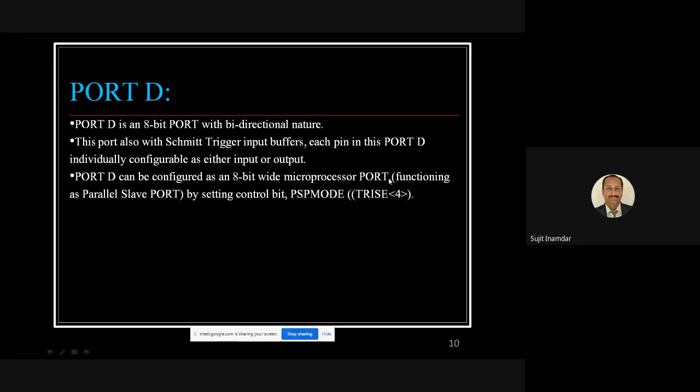This port D is also used as a microprocessor port, functioning as PSP, that is parallel slave port. So that can be asked in the MCQs. That is, port D is also used for dash dash dash. So it is PSP. It is nothing but parallel slave port, and it is done by using this particular PSP mode bit, which we have seen in the earlier session, that is in the SFRs. That is PCON, TCON that we have seen. In that, this particular bit we have to set as PSP mode.